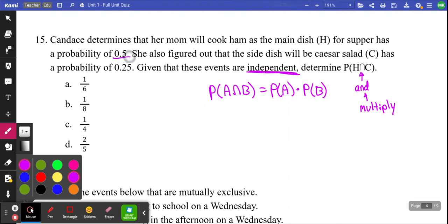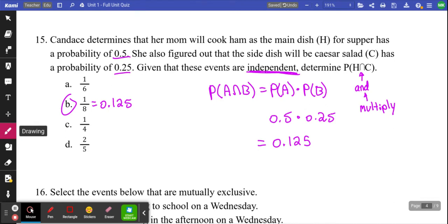So I'm going to multiply these two things together. 0.5 times 0.25 will give me a decimal. I believe the decimal is 0.125. And then I'm going to change these to decimals until I find one that matches. 1 divided by 8 matches. So the probability that you get ham and Caesar salad is 0.125.